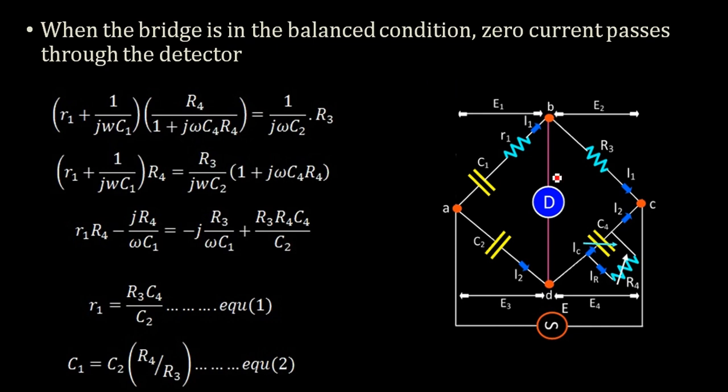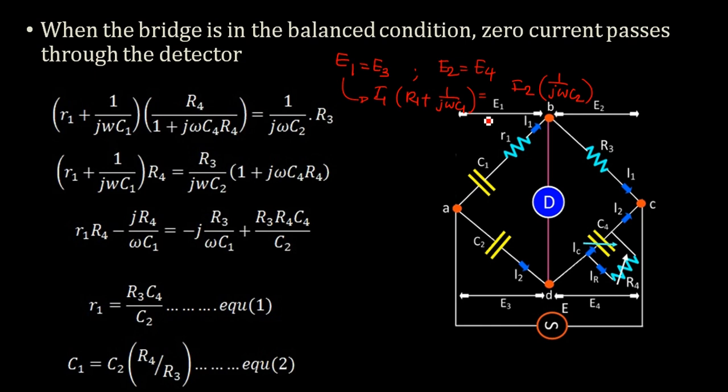Now once the bridge is in balanced condition, the equations remain the same: E1 equal to E3, and E2 equal to E4. Once you do that, what you will get is I1 into R1 plus 1 by j omega C1 equal to I2 into 1 by j omega C2. So this is the equation that you obtain.